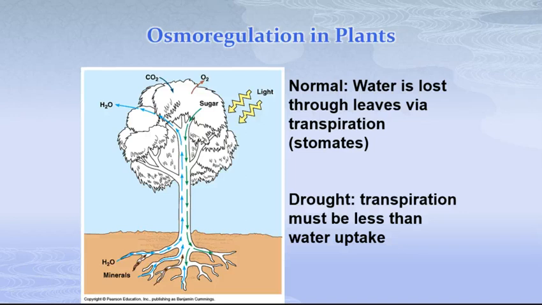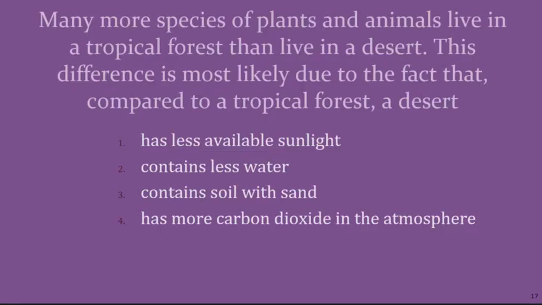And so they have to do various things to make sure that they're able to take in CO2, but they don't lose too much water. And so in drought times, transpiration has to be less than the water uptake. Now, if you've got lots of water, then you can just flow through the plant. But drier conditions require different things, okay?